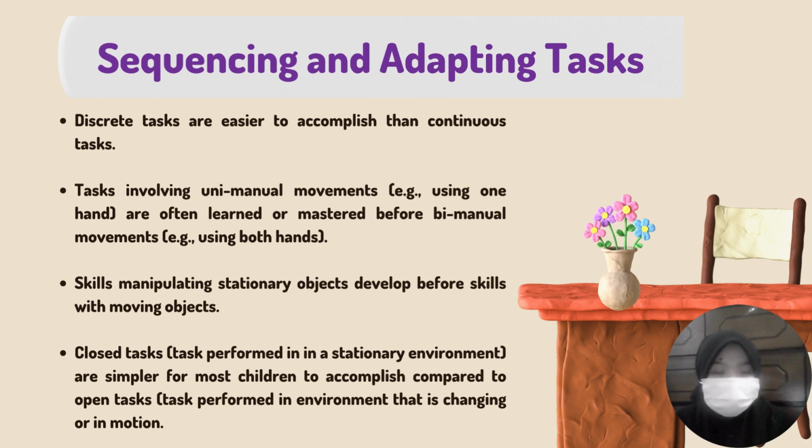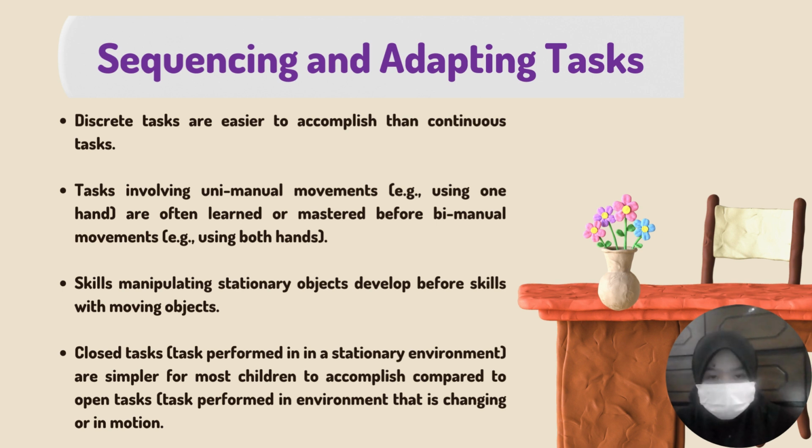The same goes to leg and so on. And then the third one is skills manipulating stationary object developed before skills with moving object. And the fourth one is closed tasks, or tasks performed in a stationary environment, are simpler for most children to accomplish compared to open tasks, or tasks performed in an environment that is changing or in motion.